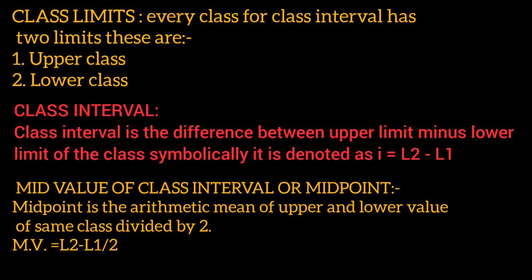Class limit. Every class or class interval has two limits: number 1, upper class limit, number 2, lower class limit. Class interval is the difference between the upper limit and lower limit of a class. Symbolically, it is denoted as I equals L2 minus L1. Mid value of class interval, or midpoint, is the arithmetic mean of the upper and lower values of the same class. MV equals (L2 plus L1) upon 2. That is, mid value equals lower limit plus upper limit upon 2.